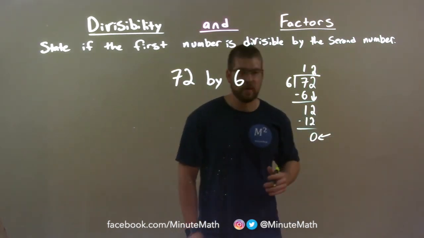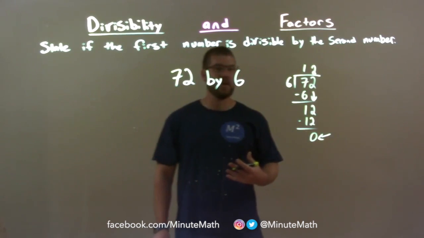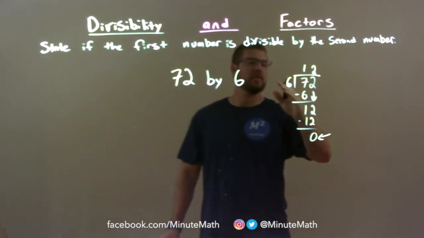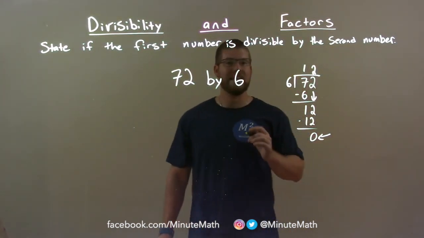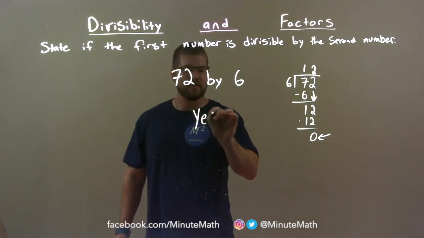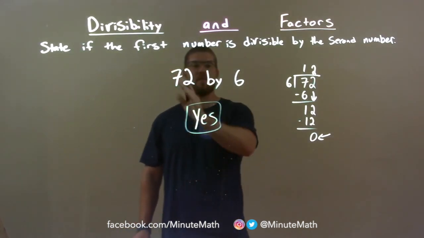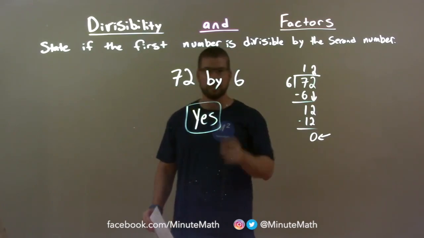Since we end with 0, it goes in evenly. So 6 goes into 72 12 times. It goes in evenly, so yes is our final answer. 72 is divisible by 6.